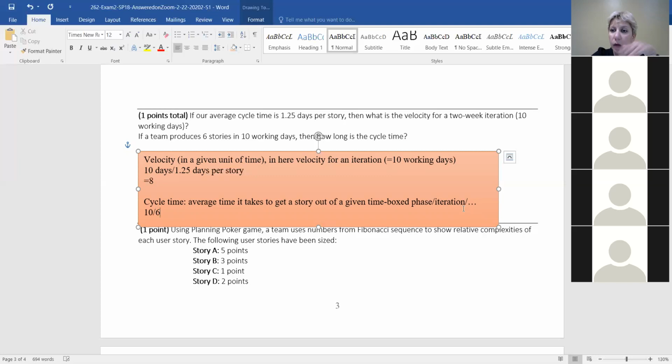10 is for all of them. If you want to get for one, 1.6. Exactly. So that's average cycle time, days per story. Perfect. As you wrote up above, this is cycle time. That's days per story.